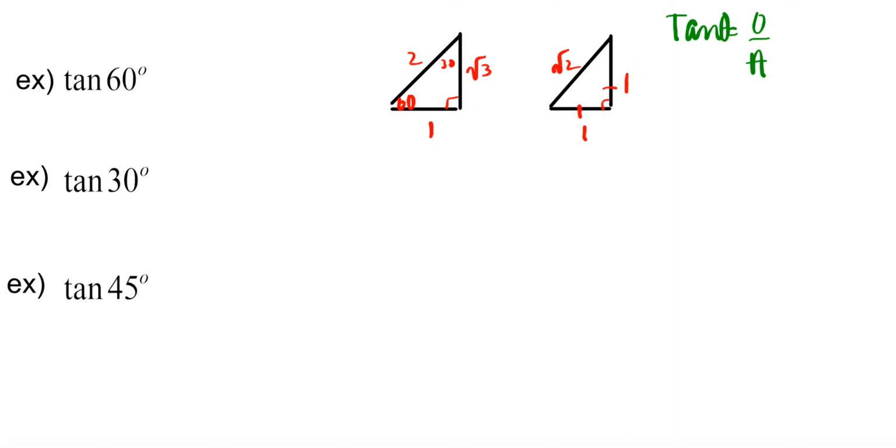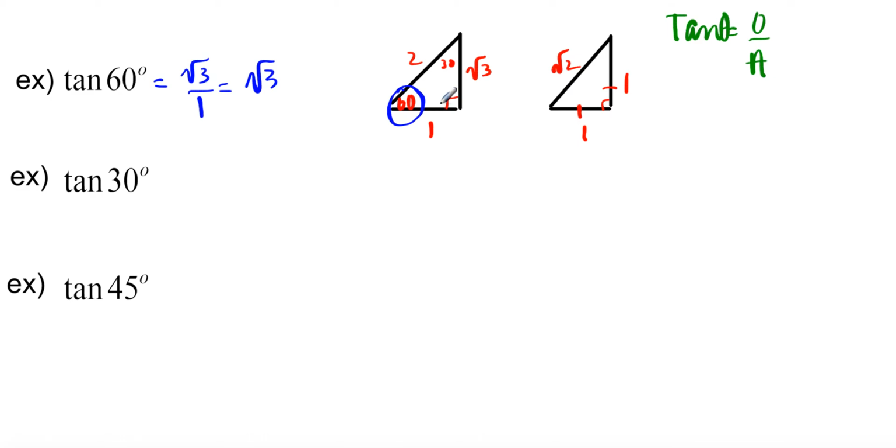Okay, so 30, 60, 90. Here's 60 degrees. With respect to 60 degrees, that just means we're looking at the 60-degree angle. Tangent is opposite, square root of 3, over adjacent 1, so you may just write that as the square root of 3.